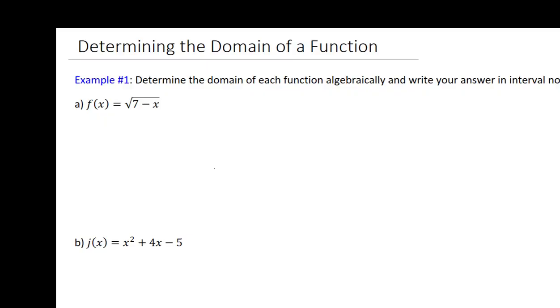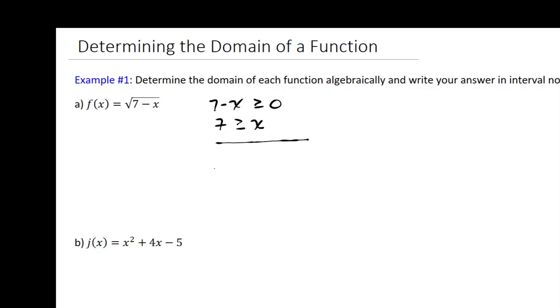Recall from the previous video that to determine the domain of a radical function with an even index, the radicand must not be negative. And so we would take the radicand and set it greater than or equal to 0, which means that it cannot be negative. Solving for x, we can add x to both sides. So this statement says x is less than or equal to 7.